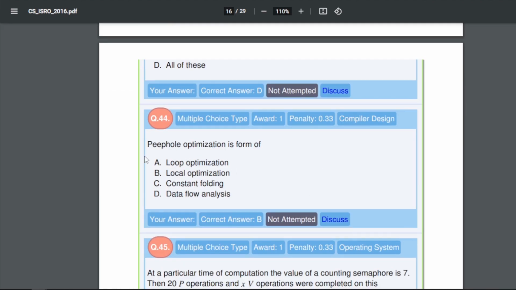Question number 44: peephole optimization is a form of what? Basically, peephole optimization is a form of local optimization. Remember this, peephole optimization is a form of local optimization.